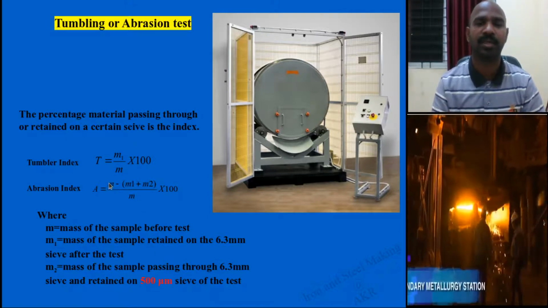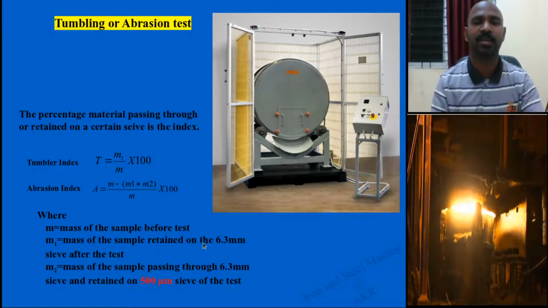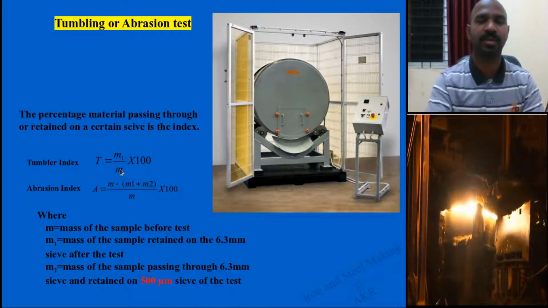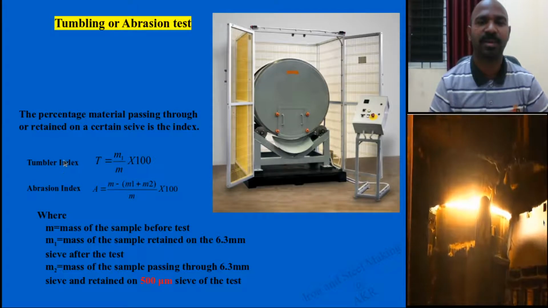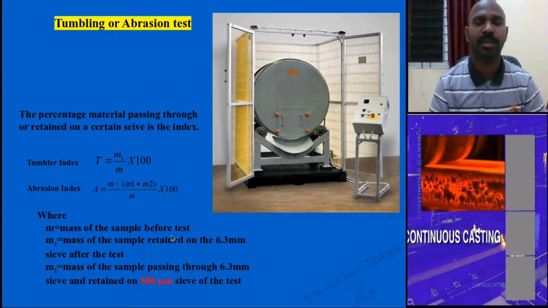This is the initial mass. For the tumbler index, how much is retained is good enough to calculate it. The tumbler index calculation and the abrasion index calculation are different. Please note this point.